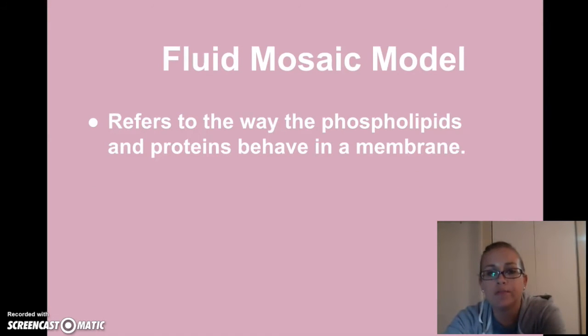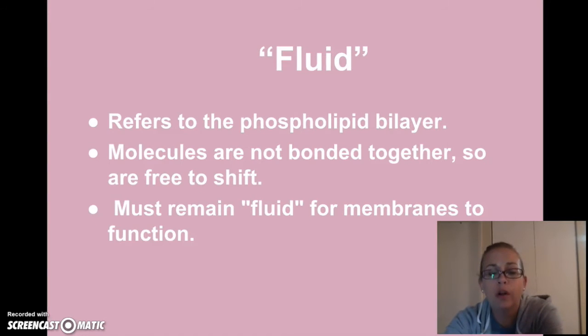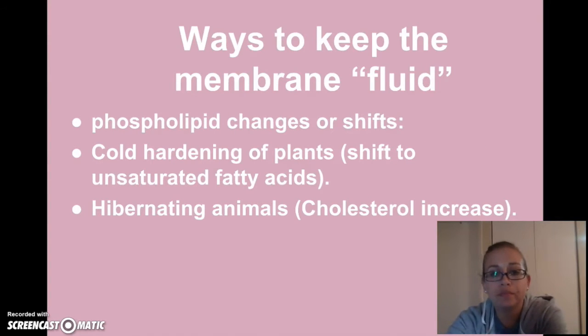So the fluid mosaic model refers to the way that the phospholipids and proteins actually behave in the membrane. So the fluid part comes from that phospholipid bilayer. The molecules in that layer are actually not bonded together, so they're free to shift around, and actually they need to shift around. They need to stay fluid for the membranes to function properly. And so depending on what kind of cell you're looking at, different organisms and different types of cells have different ways of maintaining their fluidity.